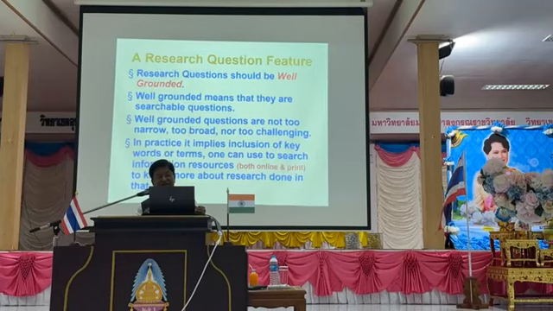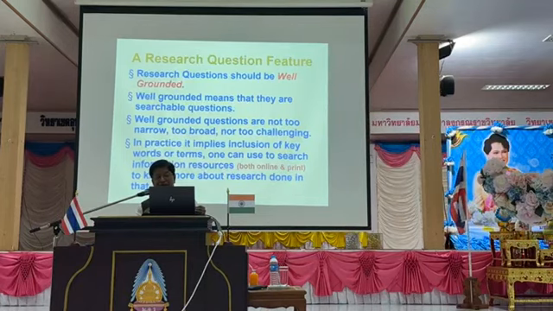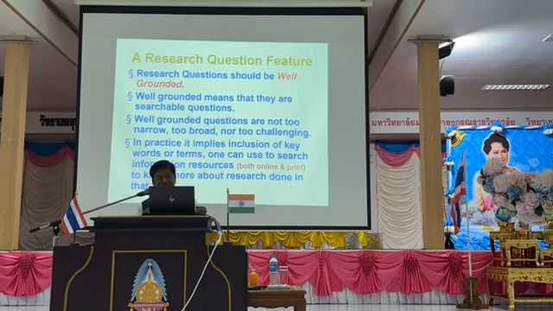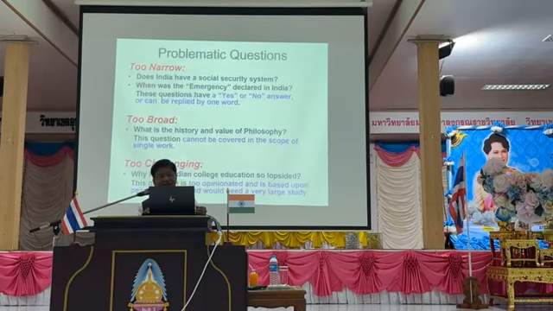So, the research portion must be done. That research portion should be well grounded. Well grounded means that they are structural forces, not too narrow, too broad, nor too challenging. In practice, to improve the keyword balance, one can search different sources, both online and offline, to know more about the meaning of an area. Then, for a big question, there are three types of questions: too narrow, too broad, and too challenging.